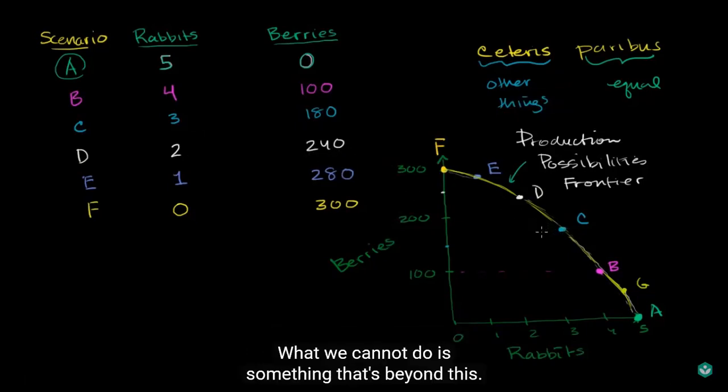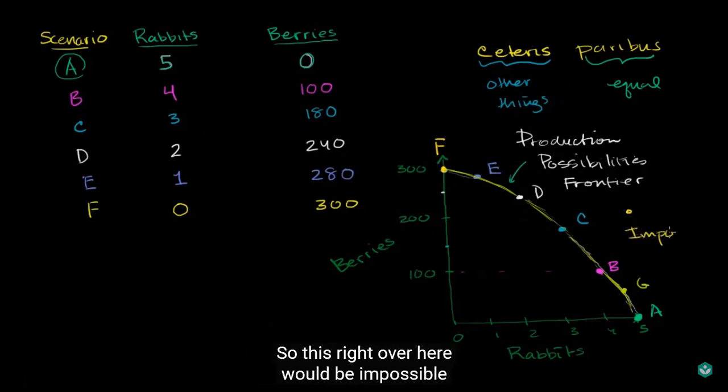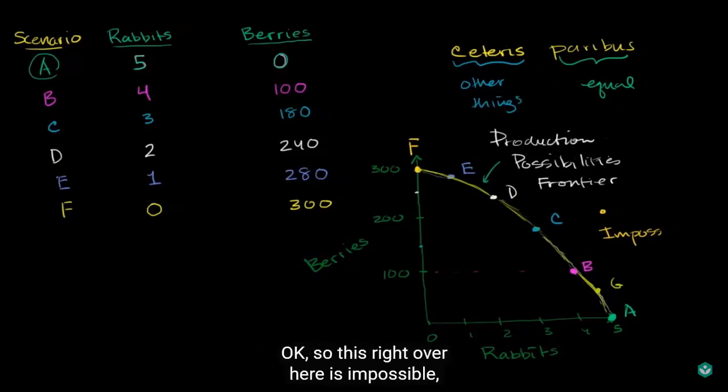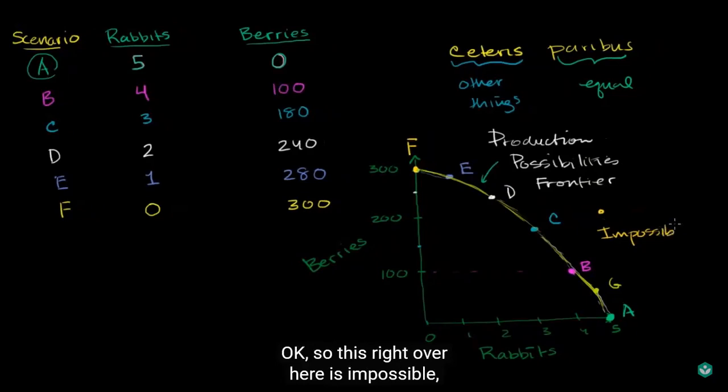What we cannot do is something that's beyond this. So for example, we can't get a scenario like this. So this right over here would be impossible. Let me scroll over to the right a little bit. Okay. So this right over here is impossible. This point right over here, where I'm getting 5 rabbits and 200 berries.